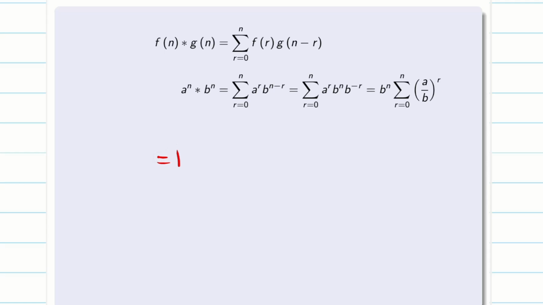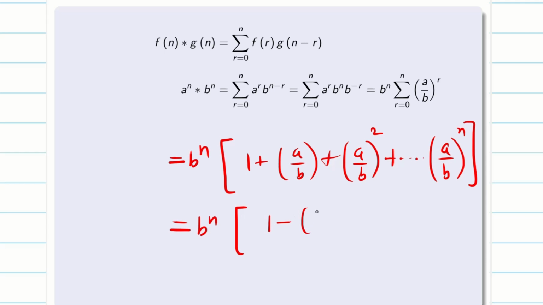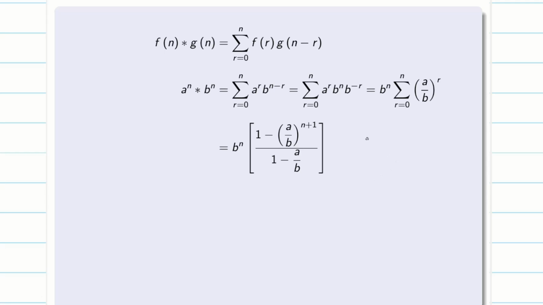Now expanding this, b power n into 1 plus a by b, because when you put r equal to 0, a by b whole power 0 is 1, plus a by b whole square etc. We have finite number of terms up to n. From the geometric series formula, I can write this as 1 minus a by b whole power n plus 1 divided by 1 minus a by b. Now taking LCM, we will be getting b power n plus 1 minus a power n plus 1 divided by b.